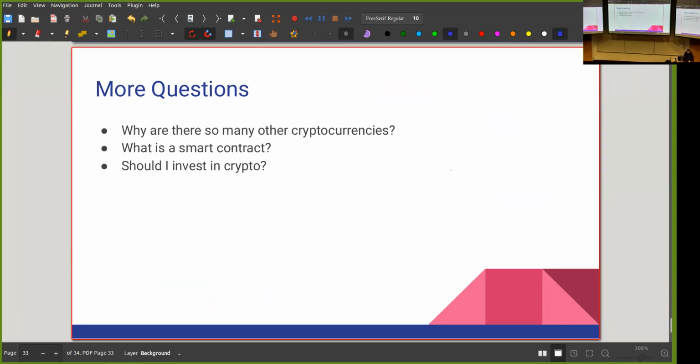So some more questions. Why are there so many other cryptocurrencies? Why don't we just have Bitcoin? Well, the first answer is most of them are jokes, and most of them are just some fake thing that someone created, and they're usually just copies of Bitcoin, like Dogecoin. And it doesn't make any sense that they exist, but they do.